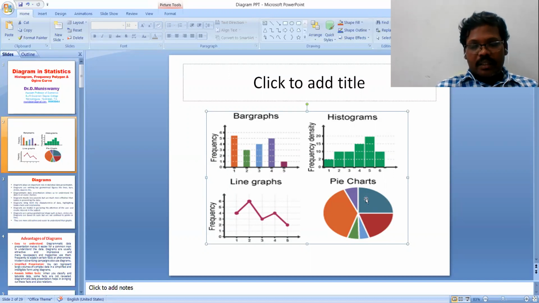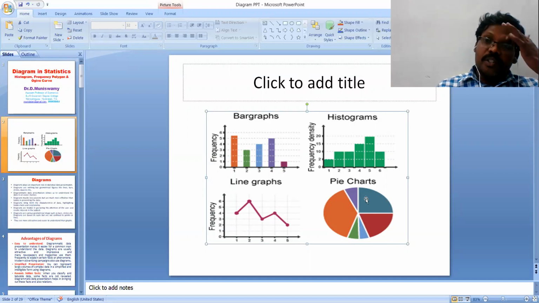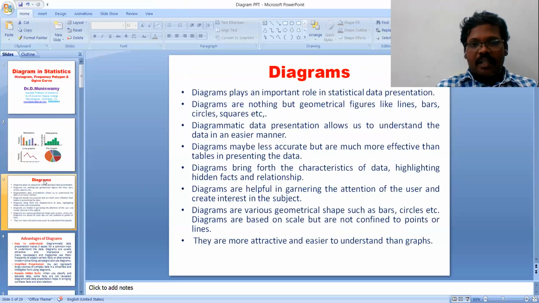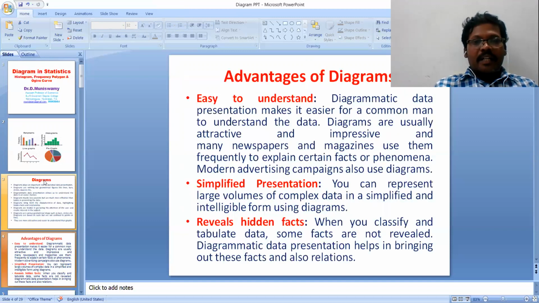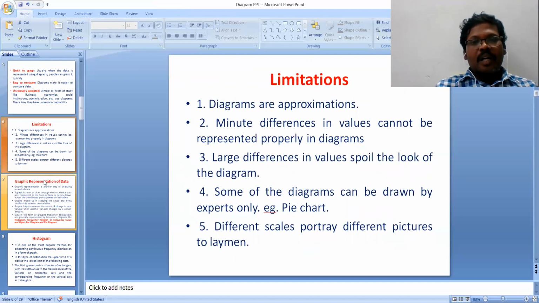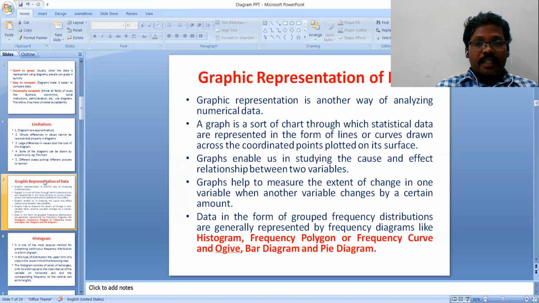When we come to the pie diagram, of course, it is in circle shape. We don't have any problem. All these things we already discussed: what a diagram is, how it is used in statistics, what advantages we have from these diagrams, and also some important limitations when using these diagrammatic methods, and the graphic representation, that is the difference between a graph and a diagram.